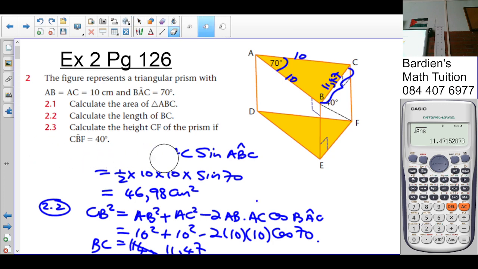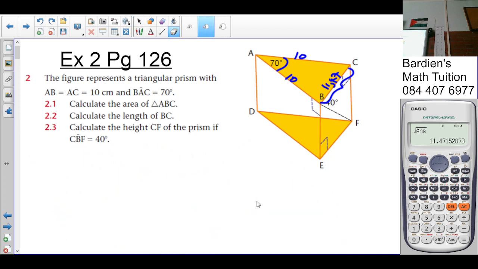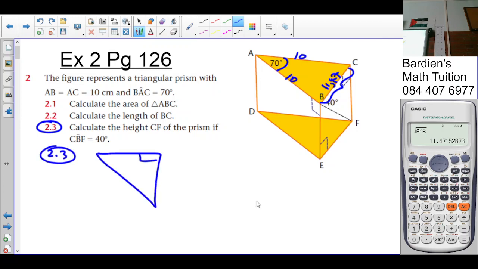Okay, so in 2.3, the question is to calculate the height CF. Again I forgot to draw the diagram for the triangle, but it was fairly clear for 2.2. So what we have here is B with 40 degrees there, and CF. The question says calculate the height CF of the prism if angle CBF is 40. But remember, we got BC to be 11,47.